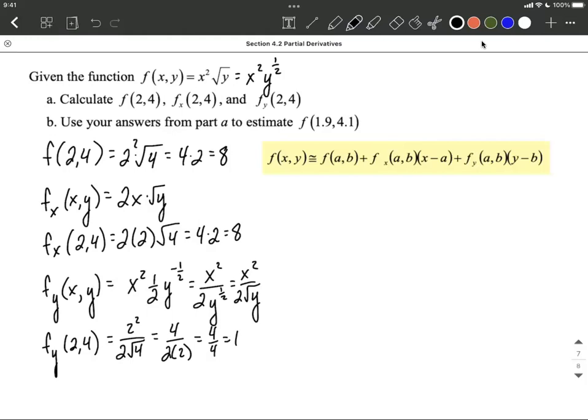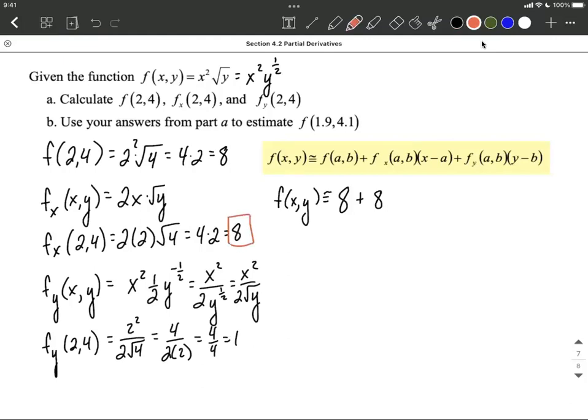All right, next let's create a formula for getting this estimate. In the formula you can see it's laid out with f of a, b. In this case, a is going to be 2, our x value, and b is going to be 4, our y value. All right, so we can estimate this by filling in one at a time here. f of 2, 4 was 8 from the top, plus the partial derivative with respect to x evaluated at 2, 4, which worked out to be 8.